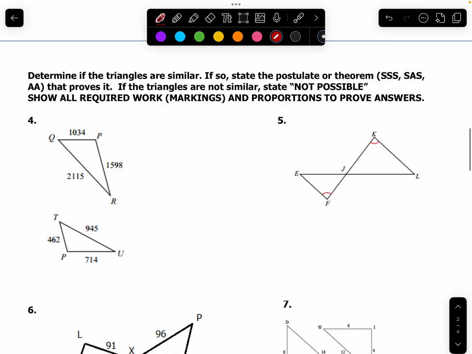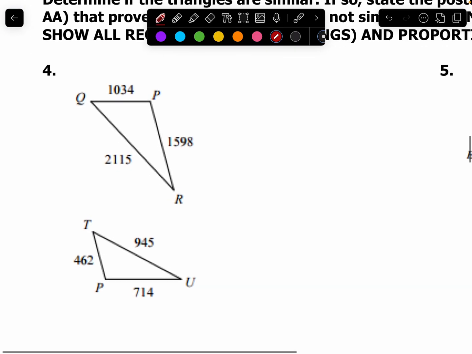Determine if the triangles are similar. If so, state the postulate or theorem. And it gives you all the ones that it could be. If the triangles are not similar, state not possible. Show all required work and proportions to prove answers. Number 4.